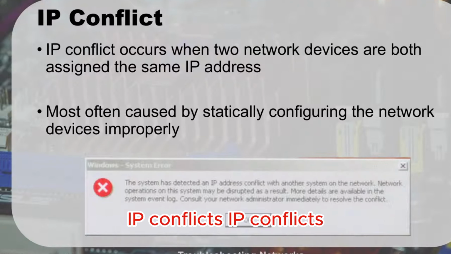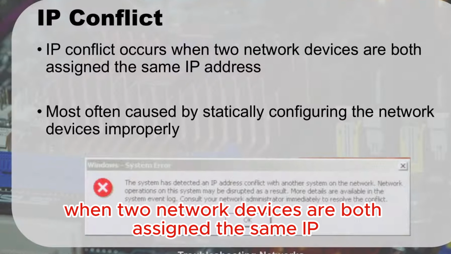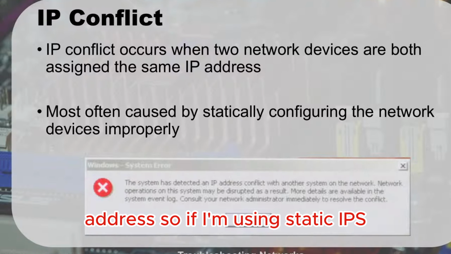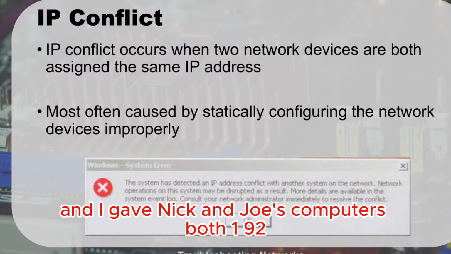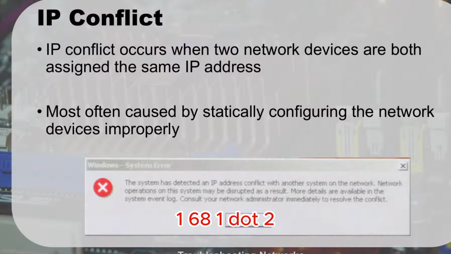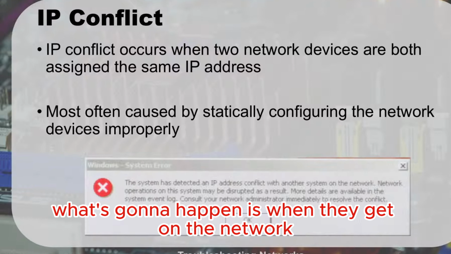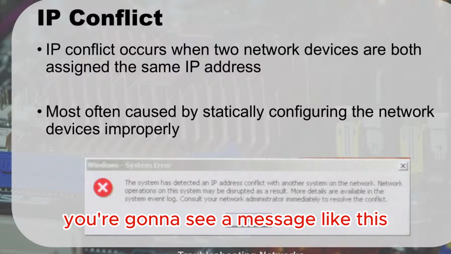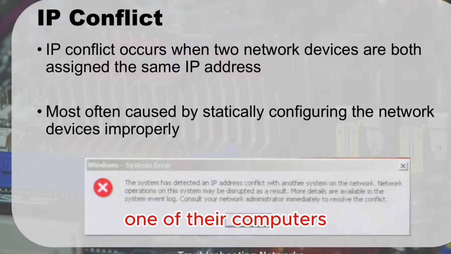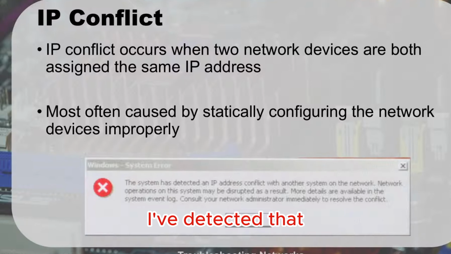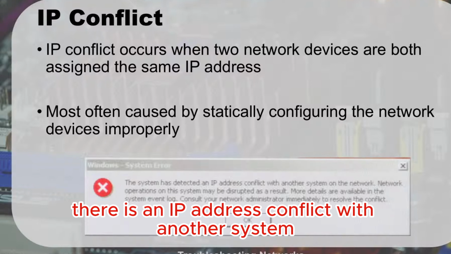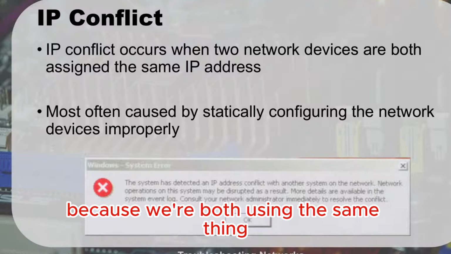IP conflicts. IP conflicts occur when two network devices are both assigned the same IP address. So, if I'm using static IPs and I gave Nick and Joe's computers both 192.168.1.2, what's going to happen is when they get on the network, you're going to see a message like this. One of their computers, the one that gets on second, is going to say, I've detected that there is an IP address conflict with another system, because we're both using the same thing.